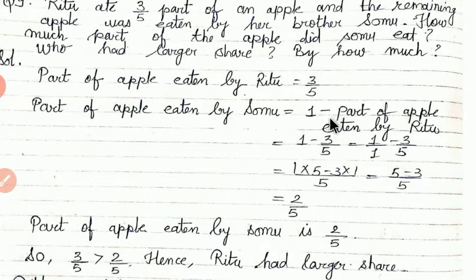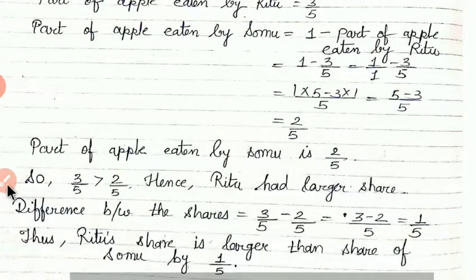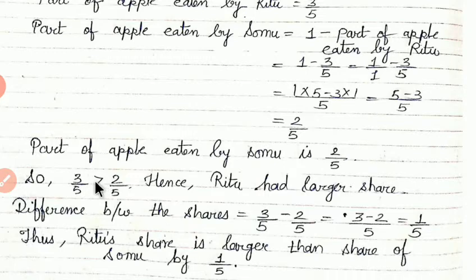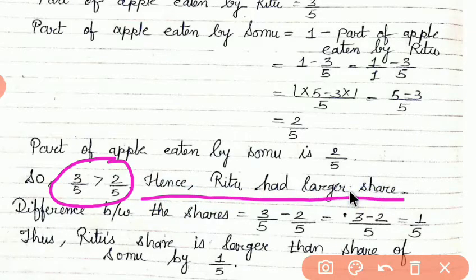Here we have subtracted from 1 because 1 is the total part or the whole part. Out of 1 part only we are dividing into many different parts. That's why we have to subtract from 1 only. So the part of the apple eaten by Somu is 2 upon 5. Now we have to compare who has the larger share. So 3 by 5 is the share of Ritu and 2 by 5 is the share of her brother Somu. So you can see that the denominators are equal. Now we can easily compare the numerators. So 3 by 5 is greater than 2 by 5. Hence we can say that Ritu has the larger share.